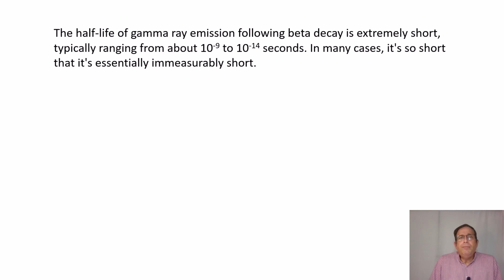The half-life of gamma ray emission following beta decay is extremely short. Now, this is an important point. The beta decay process has a very large half-life, whereas the gamma decay that is subsequent to the beta decay has a very short half-life, almost instantaneous, typically ranging from 10^-9 to 10^-14 seconds. So in many cases, it is so short that it is essentially immeasurable.